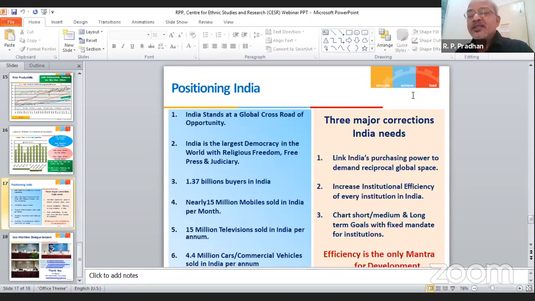Economic globalization demands only one thing: that you be efficient and profitable in the market. If you are not efficient, nobody cares for you. The market is a ruthless instrument. It will just relegate you out of the market itself.